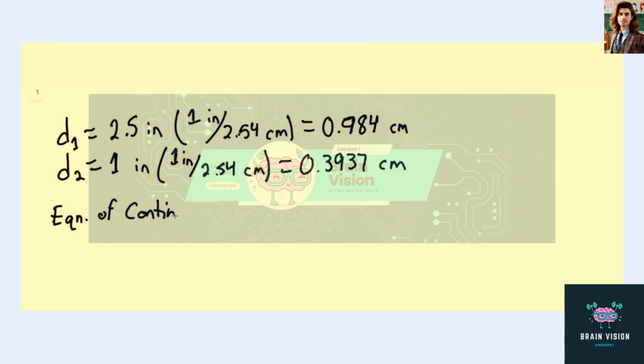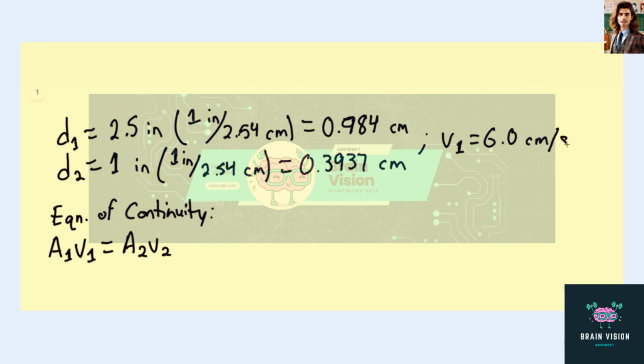So now here we're going to have to use the equation of continuity in order to solve for the velocity in the second section of that pipe. So here it's going to be the cross-sectional area of the first section times the velocity in that section equals the cross-sectional area of the second section times the velocity in that section. We know that the velocity in the first section is going to be 6.0 centimeters per second.